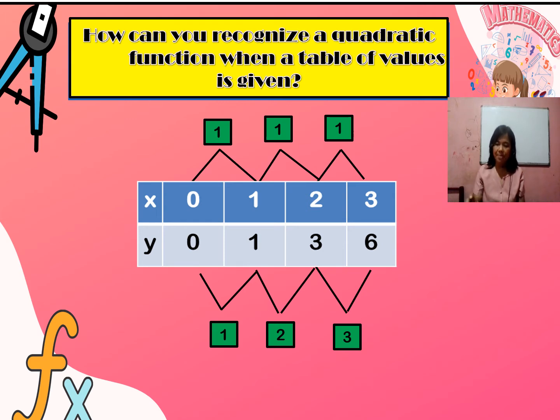Ganun din. You just need to subtract from right to left. So, 3 minus 2 is 1. 2 minus 1 is 1. So, here we go. Dahil meron tayong equal differences, so masasabi natin that it is a quadratic function. Okay? Ganun lang kadali.